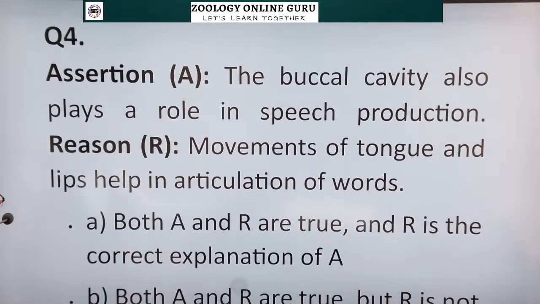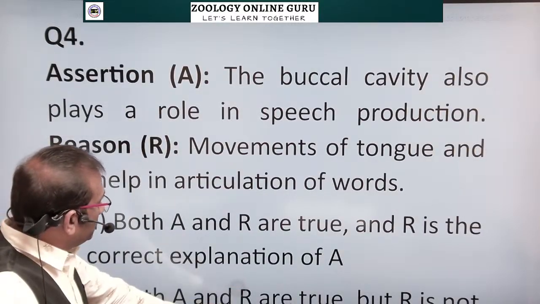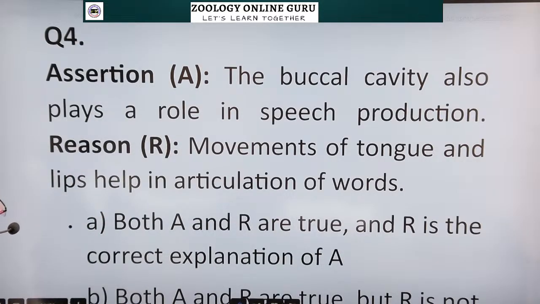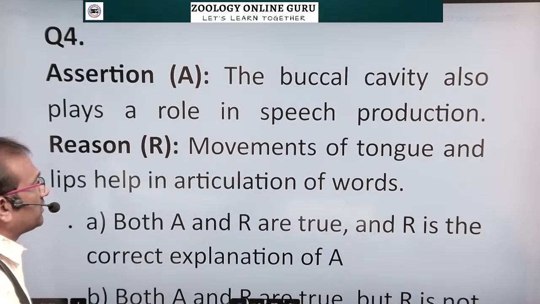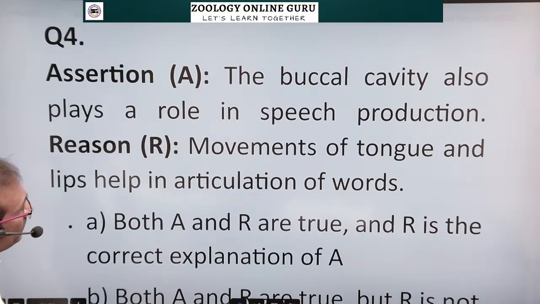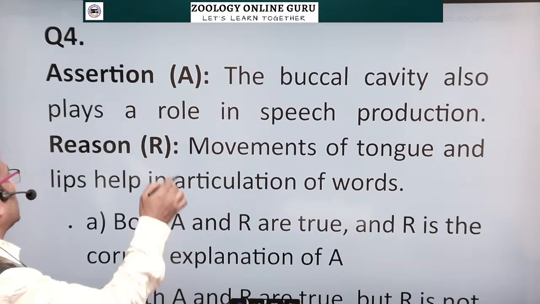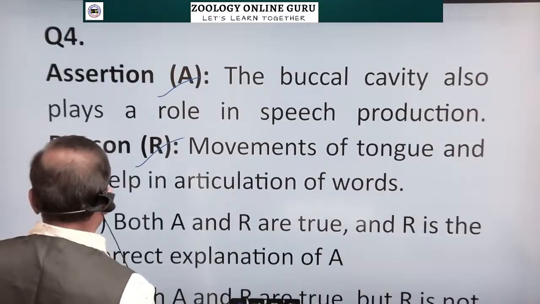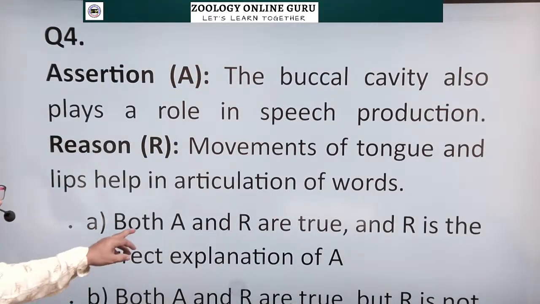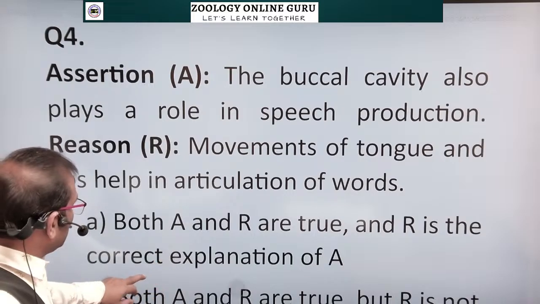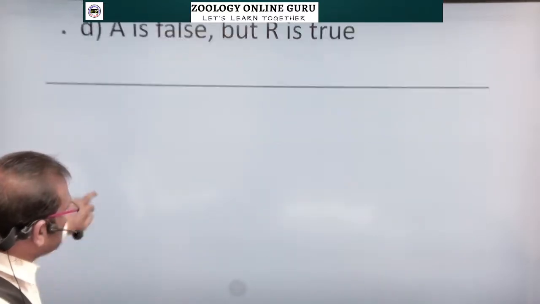Buccal cavity also plays a role in speech production. Yes, because movement of the tongue and lips helps in articulation of words. Good, both are correct. So option A is correct: both A and R are correct, and R is the correct explanation of A. So that is my answer.